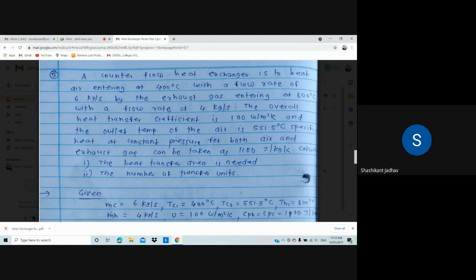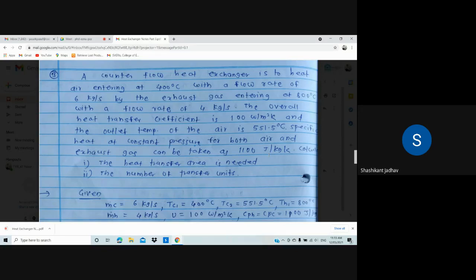Calculate first the heat transfer area needed. Second, the number of transfer units.